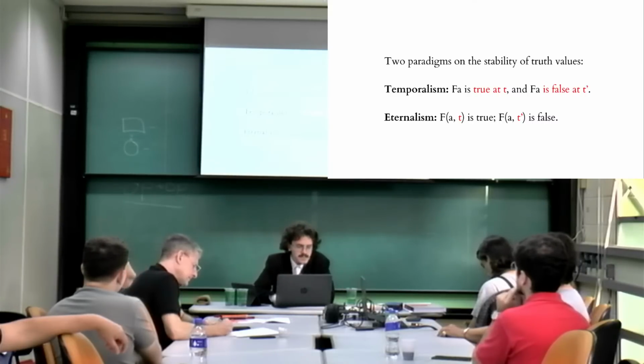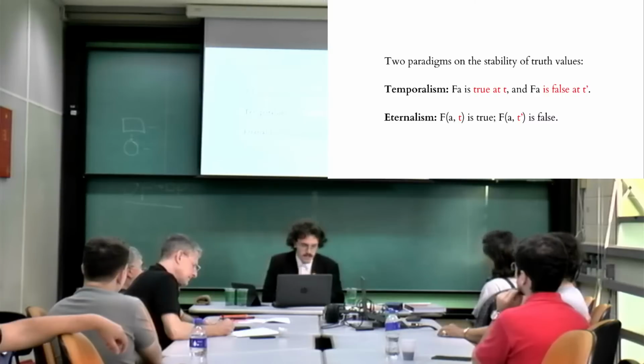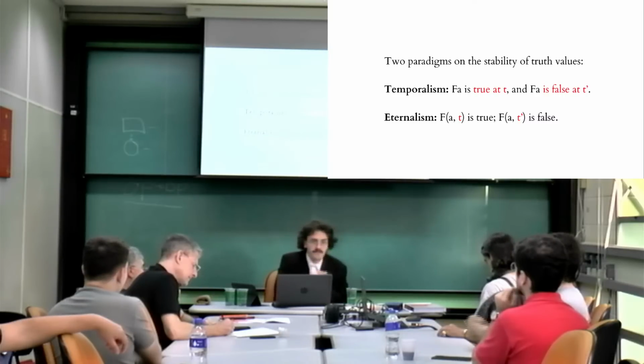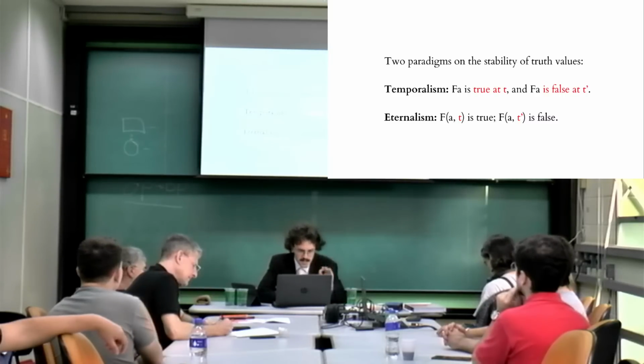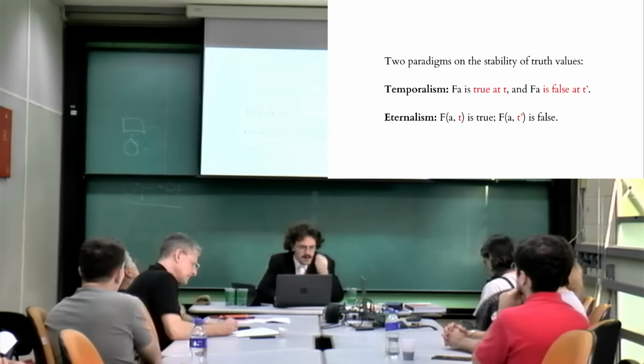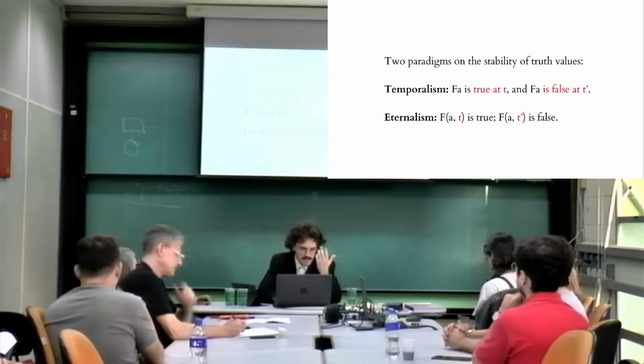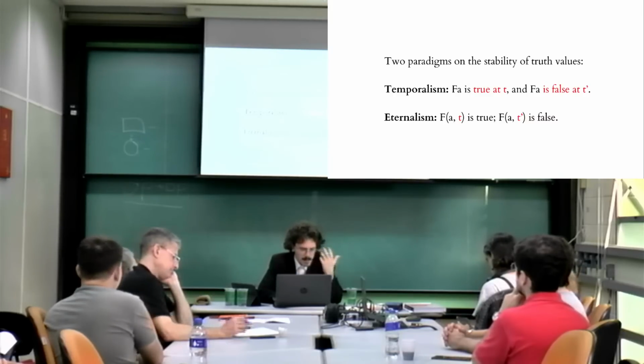Consequently, temporalists assume that there are genuinely temporal propositions, that is, propositions that can be true at one time and false at another time. While eternalists assume that there are no temporal propositions and that this temporality is an appearance of natural language that in rigorous logical language must be avoided with notational clarity.